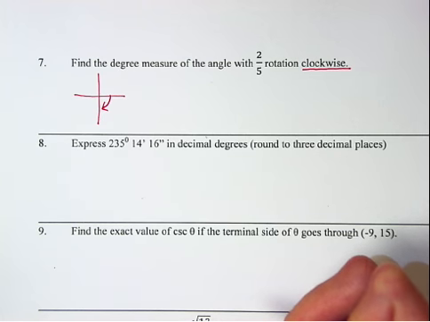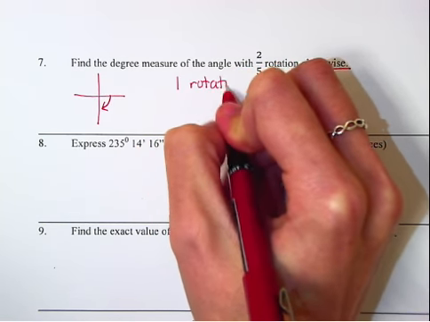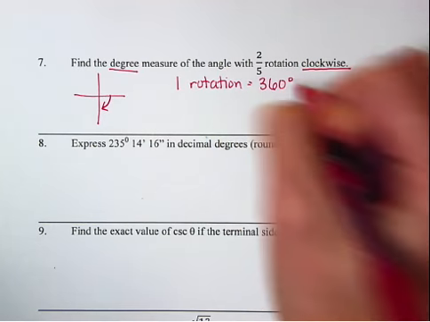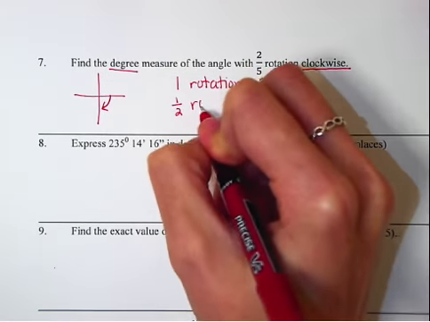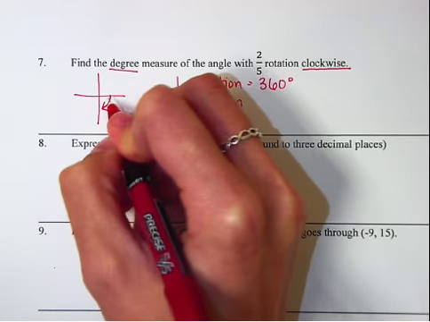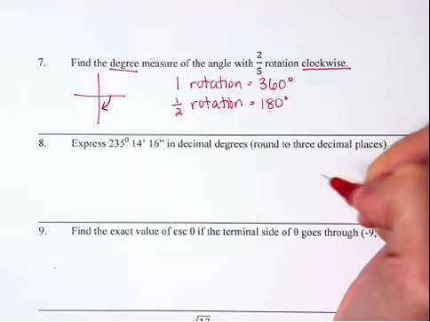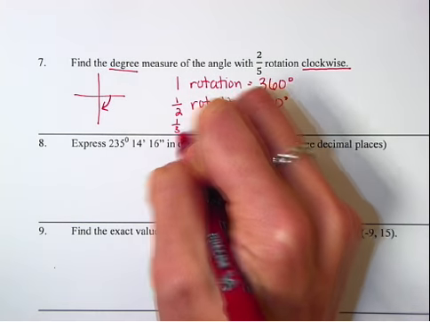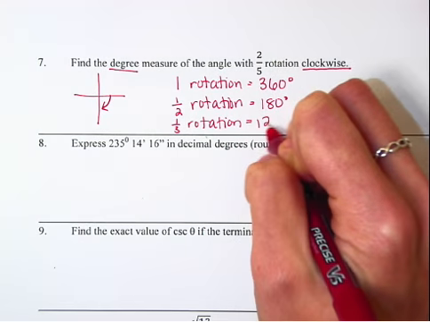When I was explaining it to the groups today in class, I said, if I went all the way around one rotation, that would be how many degrees? 360 degrees is one rotation. If I did half the way around, half of a rotation to the negative x-axis, we know that would be 180 degrees. Let's say I did a third of the rotation. That would be 120 degrees.